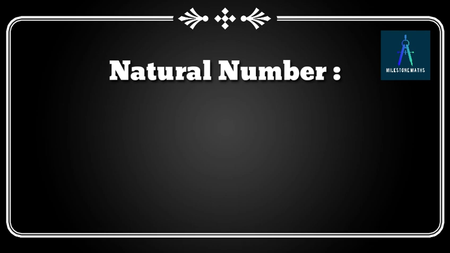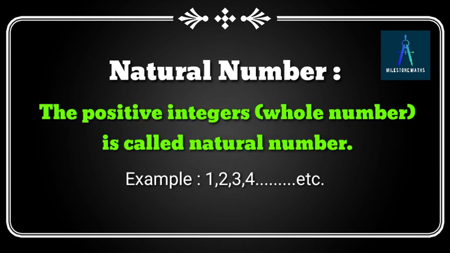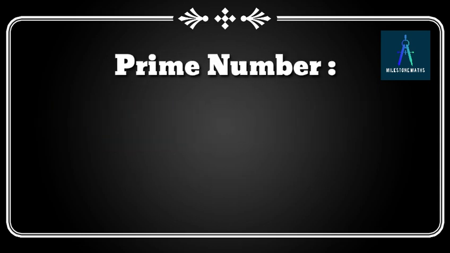Student, we know other numbers too, prime numbers and natural numbers. We know the definition of natural numbers: the positive integers, like 1, 2, 3, 4, 5 etc., are called natural numbers. So 1, 2, 3, 4 is the series of natural numbers.